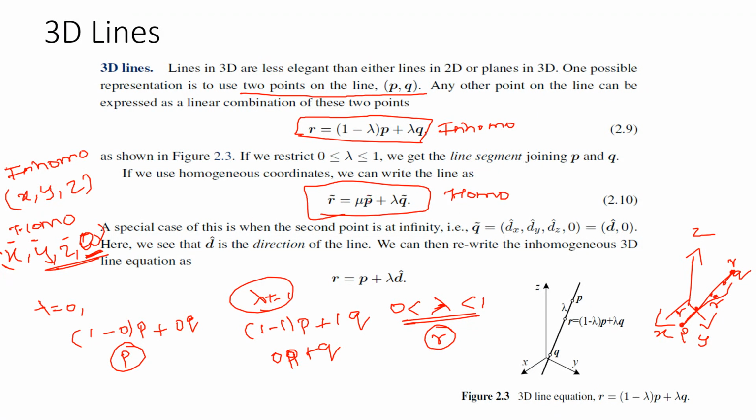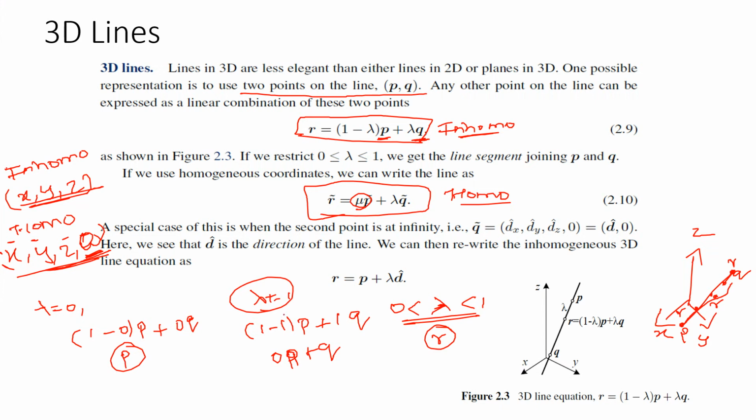We are going to use mu p bar. Note the difference. In inhomogeneous, we won't represent any bar. In case of homogeneous, we are converting it to p bar plus lambda into q bar, where this mu is nothing but x bar, y bar, z bar, and w bar. In inhomogeneous, we are writing 1 minus lambda to represent x comma y comma z. In case of homogeneous, we are writing mu to represent x bar, y bar, z bar, and w bar.